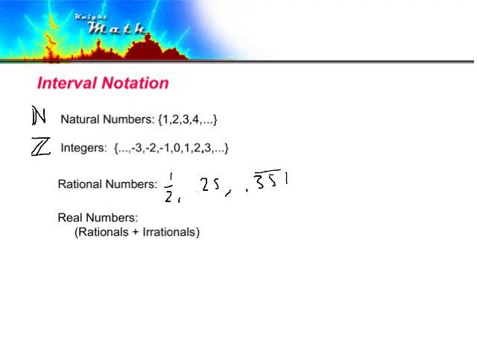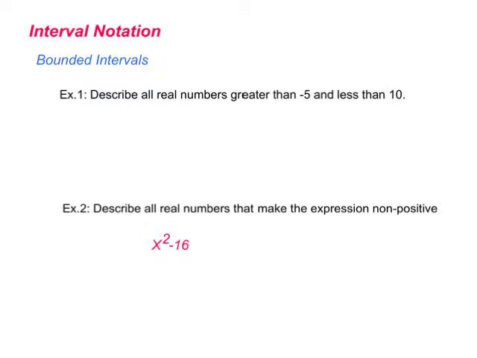Then we have the real numbers, and these are our rational and irrational numbers. And for interval notation, we're going to be talking about the set of real numbers. Let's look at a few examples here. First of all, we're going to talk about bounded intervals. These are intervals with boundaries on both ends.